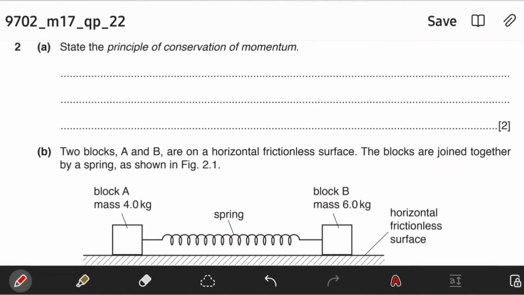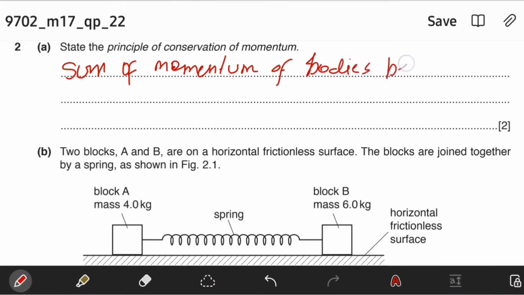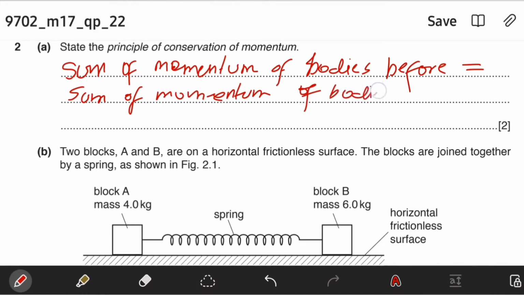State the principle of conservation of momentum. Sum of momentum of bodies before is equal to sum of momentum of bodies after.